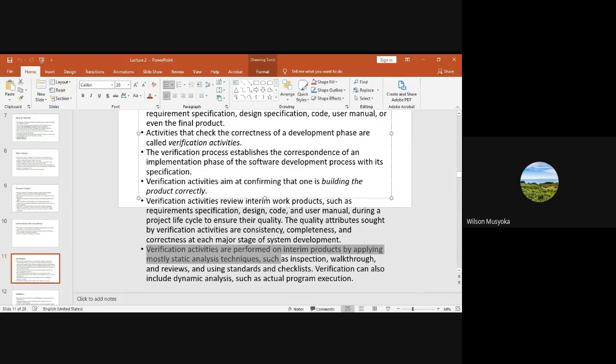Verification activities are also performed on interim products, meaning that when you are verifying, it's not like you have the final product, but it is the interim product. Like at the design stage, you don't have any product at all, but you have the design of the product. And then at the coding stage, you don't have the final product, but you have maybe a prototype or a framework of the final product. And that is why we are applying static analysis techniques such as inspection, walkthroughs, and reviews, just to check what we are doing is right.